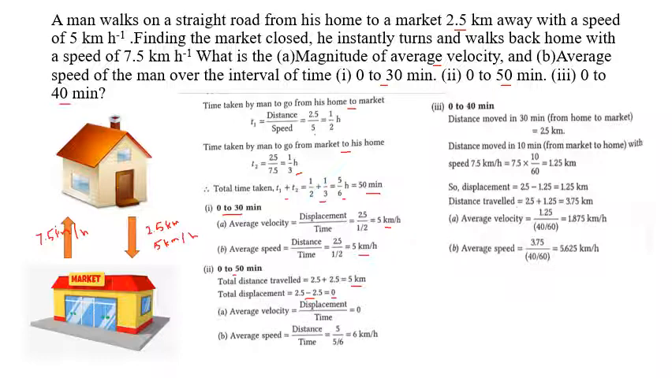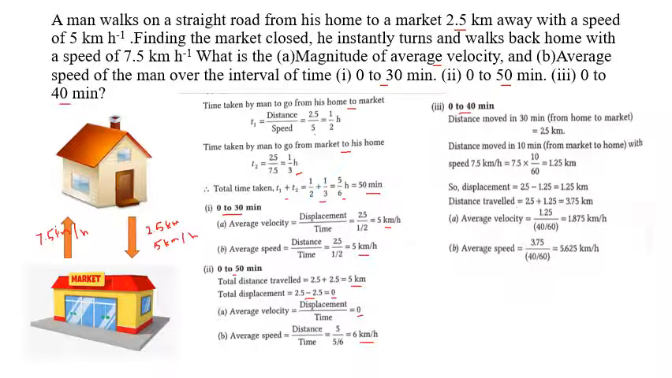Okay, fine. And average velocity for this case, displacement divided by time. What is average velocity? 0. Average speed, distance by time, 6 kilometer per hour. Is that clear? And we'll see the third subdivision, 0 to 40 minutes.